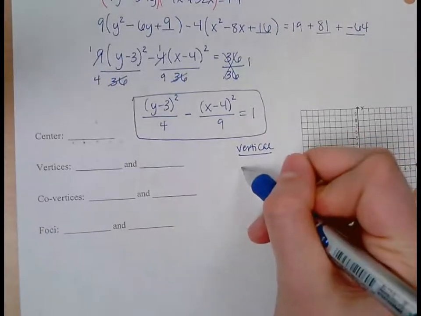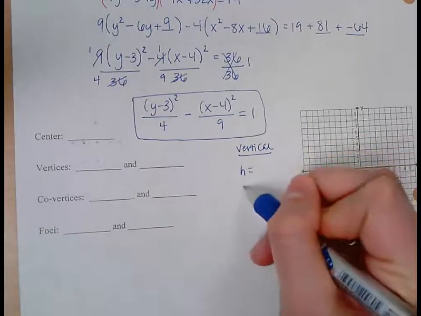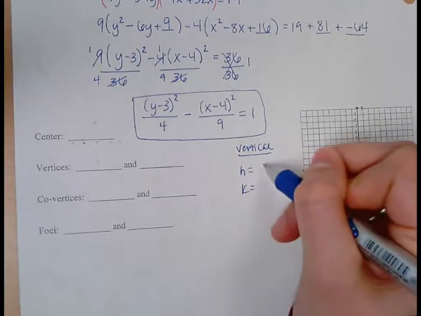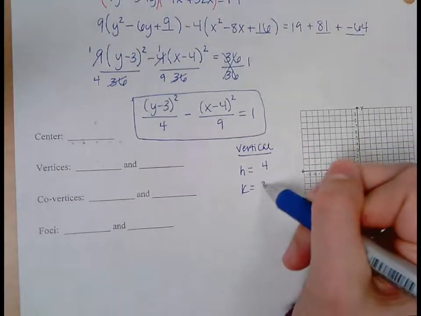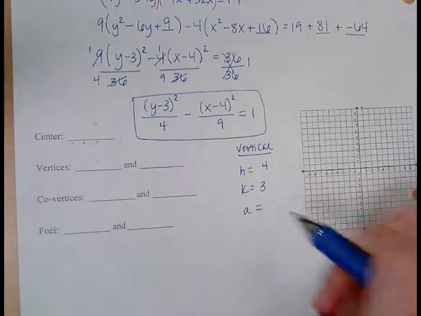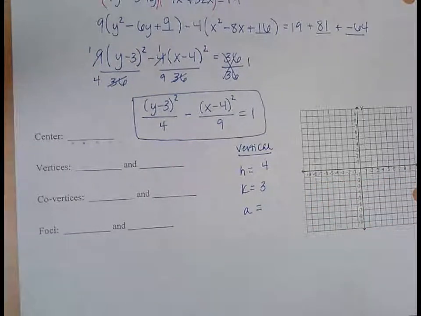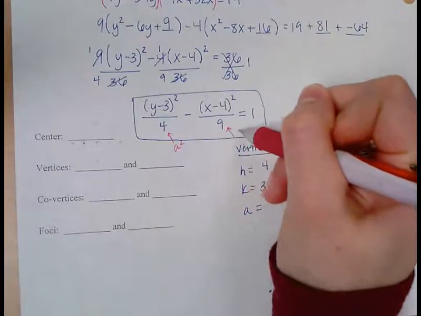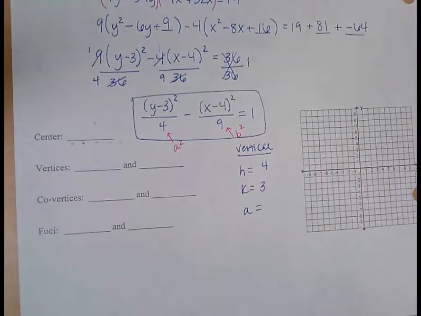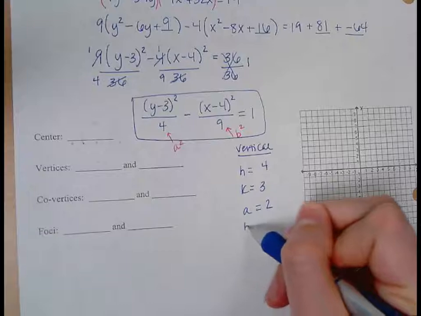What is H? H is 4. K is 3. What is A? A is 2. So this 4 is the A squared. 9 is the B squared. So A is 2, B is 3.